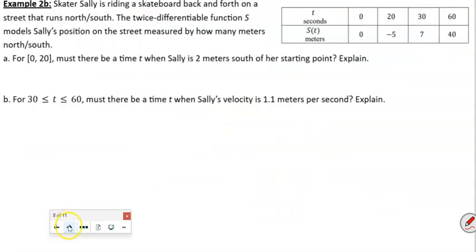So this next problem says the same thing. Skater Sally's riding a skateboard back and forth on a street that runs north-south. The twice differentiable function s models Sally's position on the street by how many meters north-south. Okay, it says, again, for the interval 0 to 20, there must be a time t when Sally's 2 meters south.